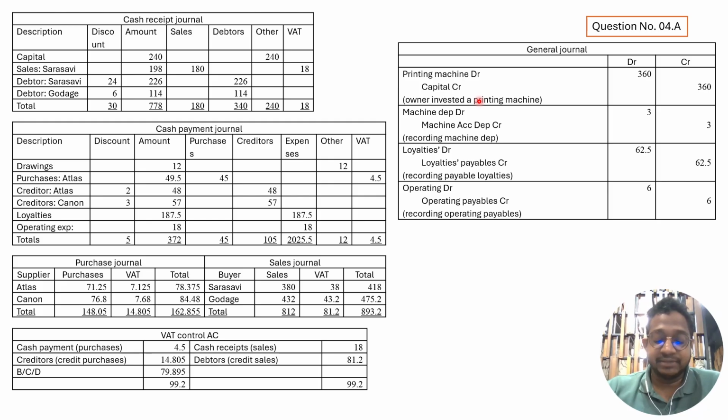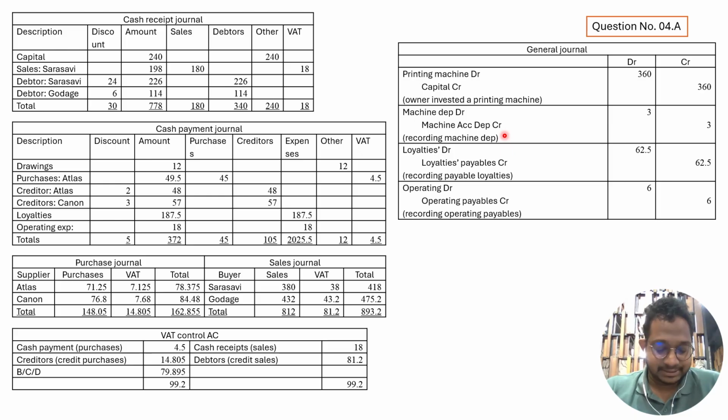It is given the printing machine has a useful life of 10 years, but the given reporting period is only for October, a month. Then you have to first find out the annual depreciation and then divide that by 12. So machine depreciation debit, machine accumulated depreciation credit, right?